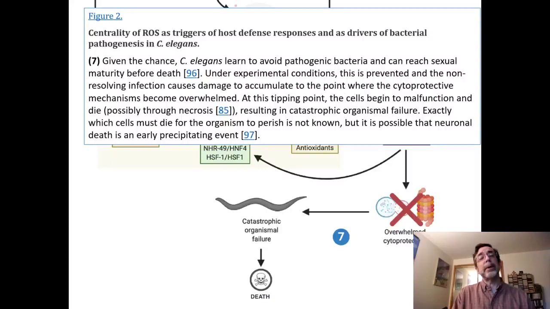Maybe there are cells that are more sensitive to ROS, and maybe there's a reason for that. So the chemical way of looking at things might actually give you an idea of why certain cells are dying first and resulting in the catastrophic organismal failure.